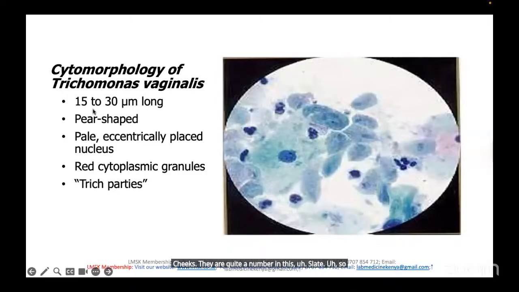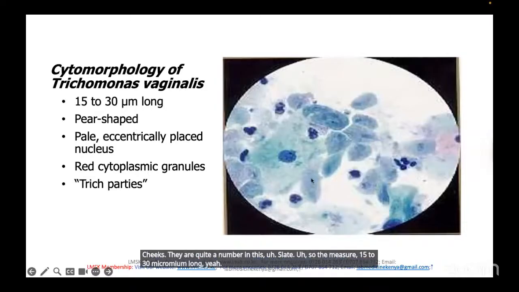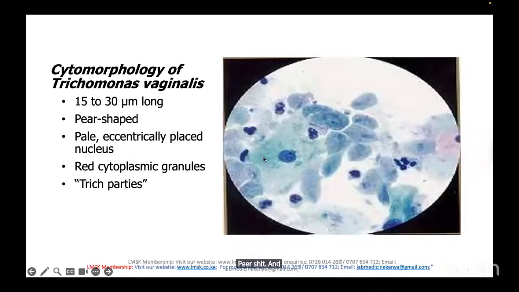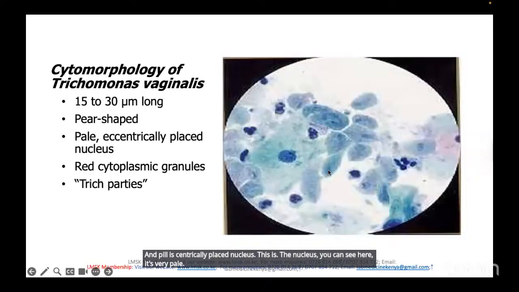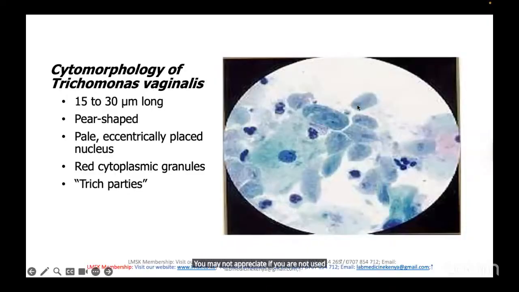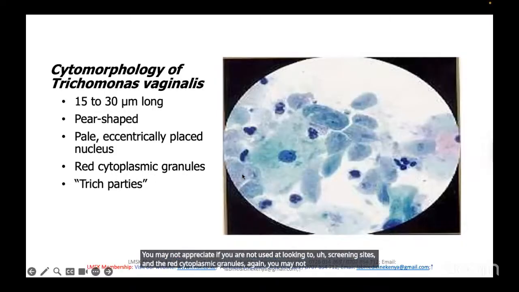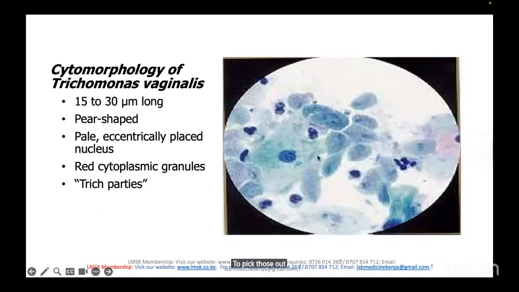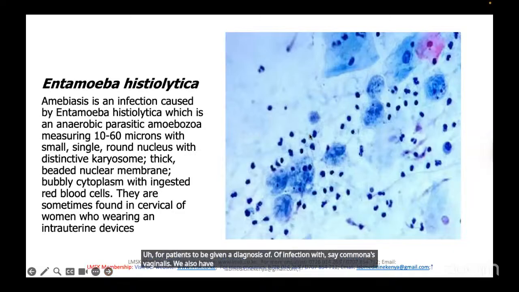They measure 15 to 30 micrometers long. They are pear-shaped with a pale, eccentrically placed nucleus. This is the nucleus you can see here. It's very pale. You may not appreciate it if you are not used to screening such slides. And red cytoplasmic granules, again, you may not be able to appreciate until you look at this slide several times to be able to pick those out. But this is what we usually see under the microscope for a patient to be given a diagnosis of infection with Trichomonas vaginalis. We also have Entamoeba histolytica.